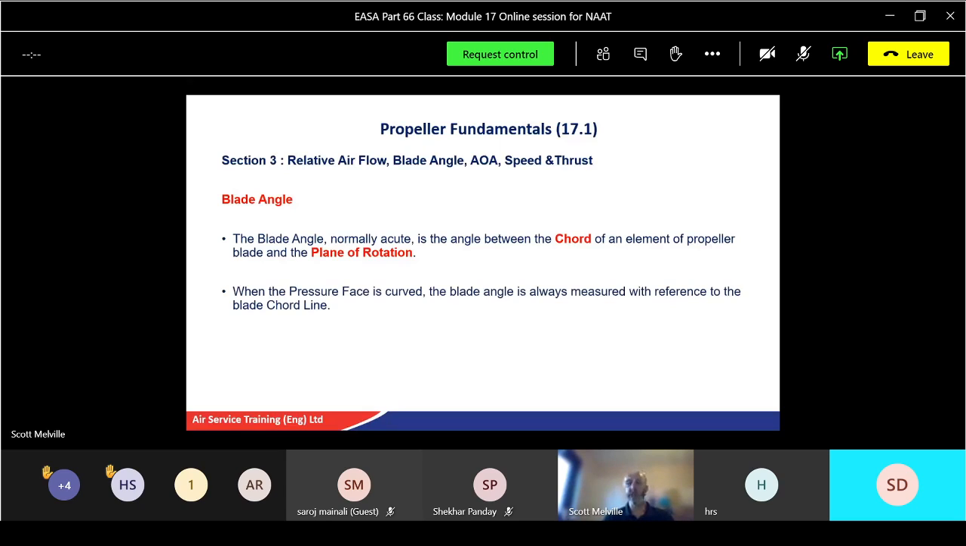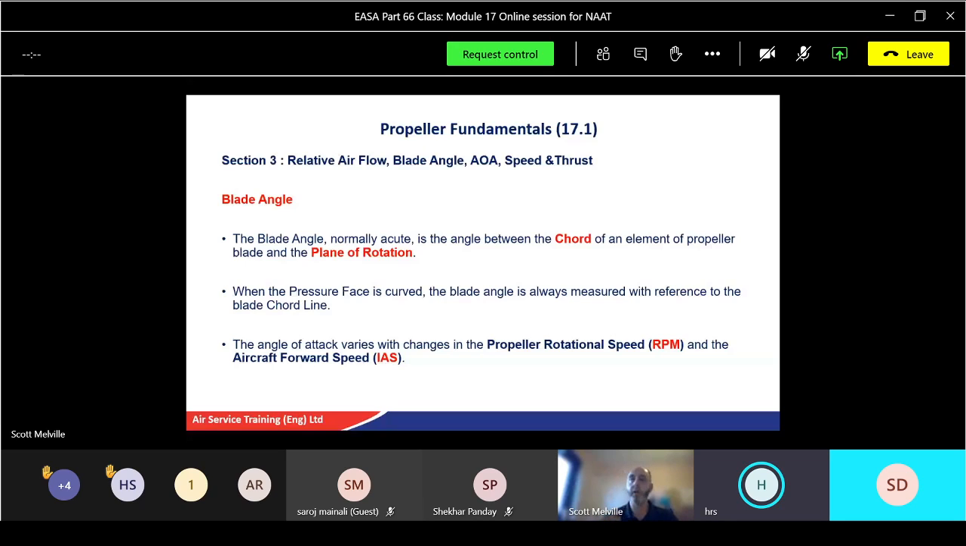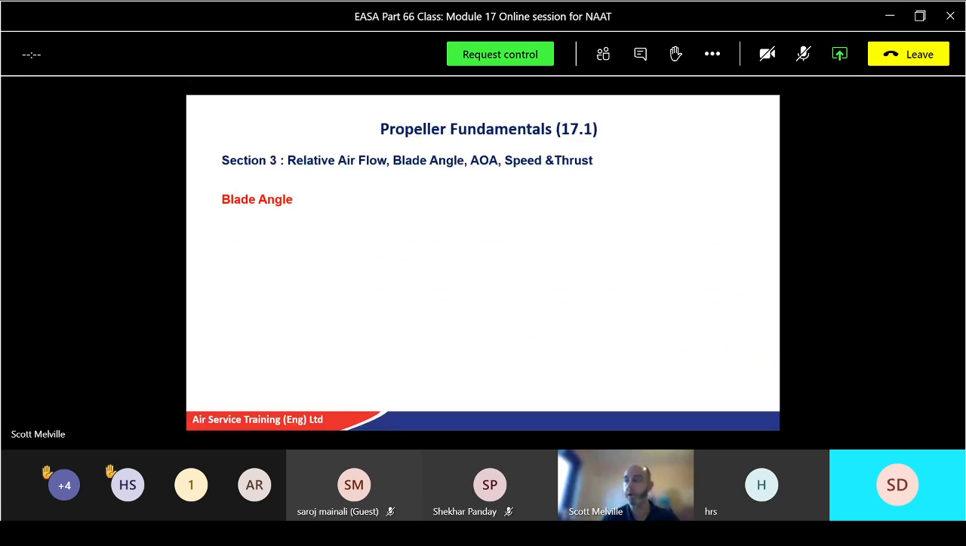So when the pressure face is curved, like most airfoils are, the blade angle is always measured with reference to the blade chord line. We'll show you what it means in the diagram in a minute. The angle of attack varies with changes in propeller speed, RPM, and also aircraft speed. It takes a bit of time getting used to this. As you can imagine, the relative airflow angle of attack is going to change. The faster the aircraft goes, the angle of attack is actually going to decrease. But again, we'll show you in the diagram shortly.